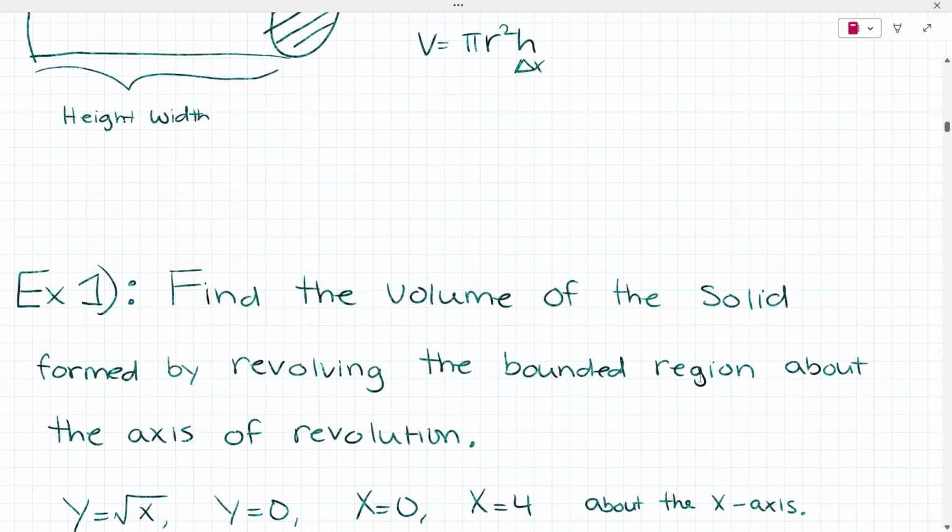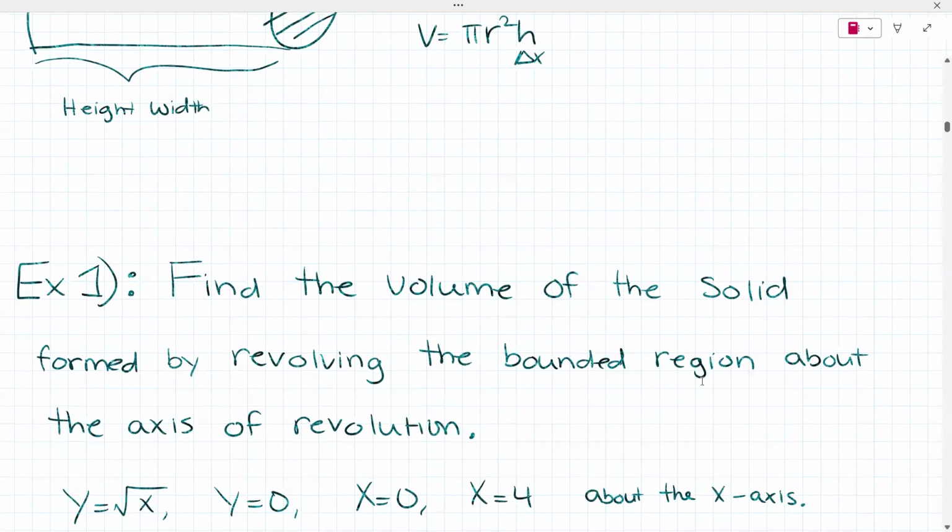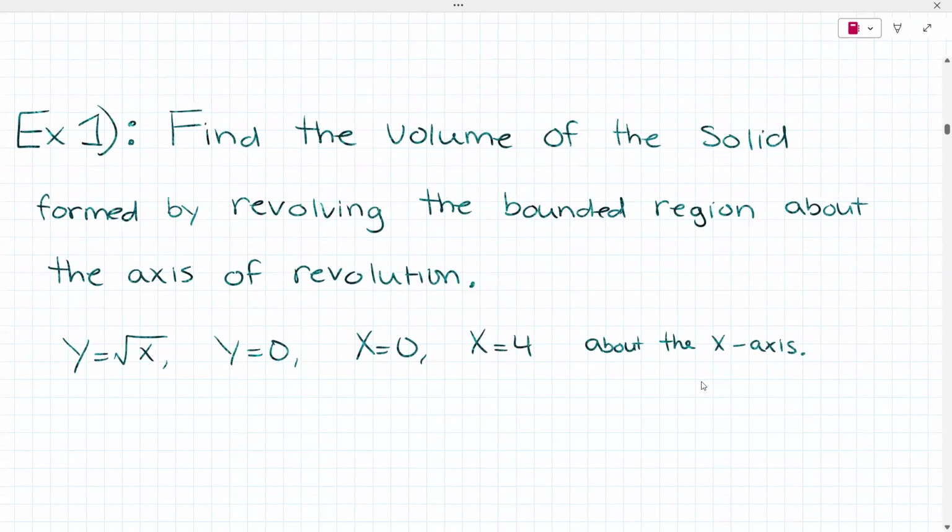So let's do an example because this all doesn't make sense if we don't do an example. Example one says find the volume of the solid formed by revolving the bounded region about the axis of revolution, and we are given y equals radical x, y equals 0, x equals 0, x equals 4, about the x-axis.